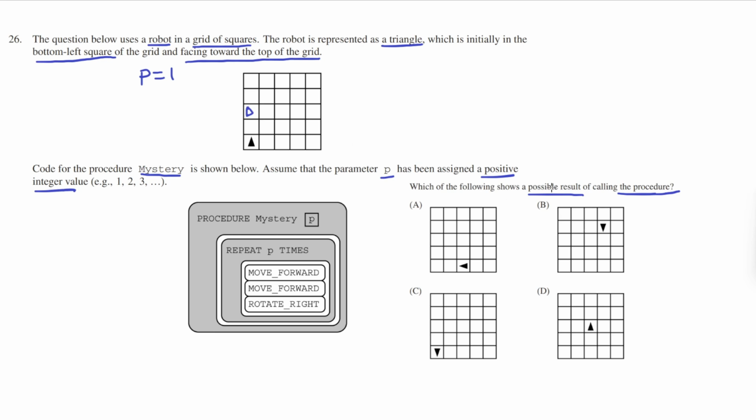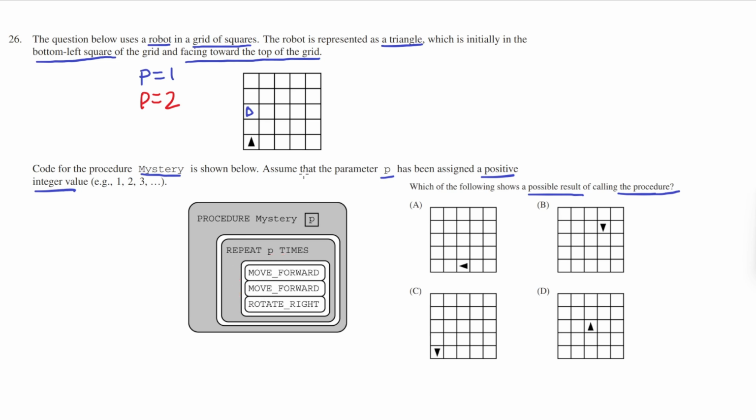So let's look at our answer choices and see if any of them look like that. And no, none of them look like that. So that means the possible result, whichever one of these it is, there's only one, that none of them occurred after only one repetition. So now, here, let's change the color and let's do the second repetition, p equals 2. So now we just do the same process again. We're just repeating p times, and it's just this code here.